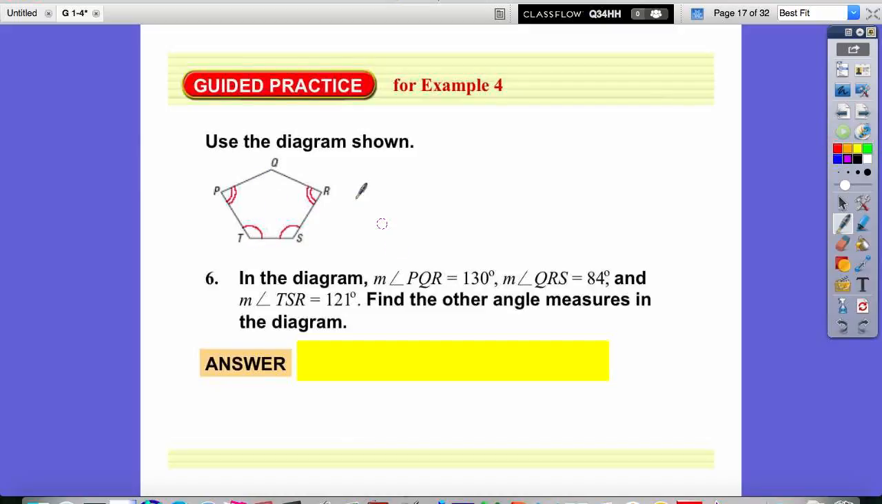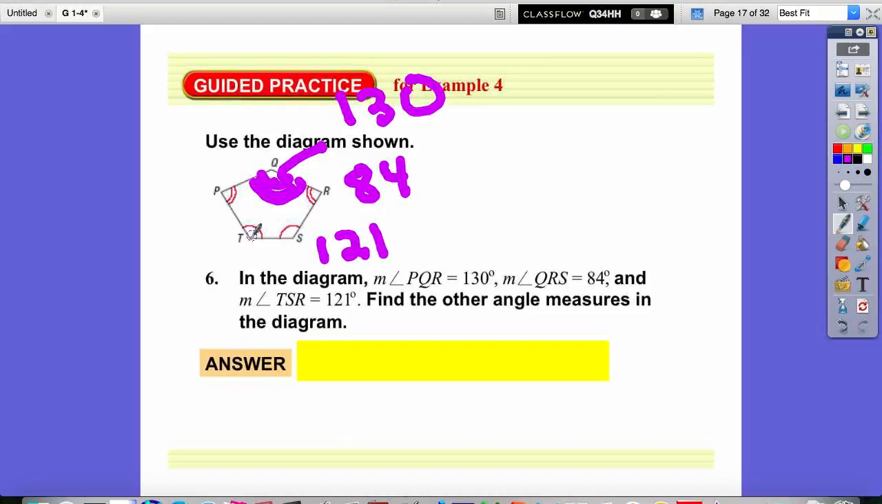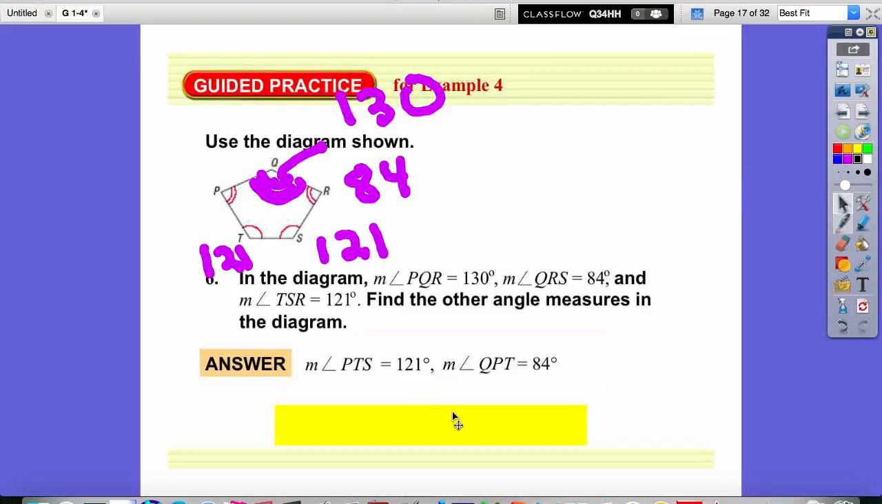Use the diagram. In the diagram, the measure of PQR, because that's not congruent to anything, is 130, and QRS is 84, and TSR is 121. Then obviously STP is 121 because it's congruent to RST. And QPR is 84 because it was congruent to QRS.